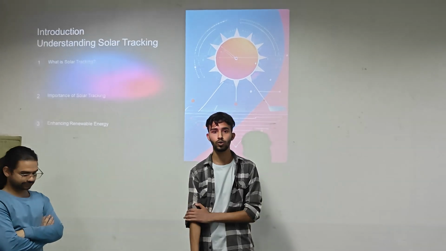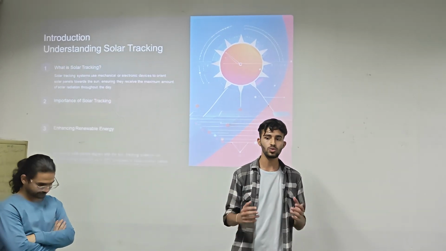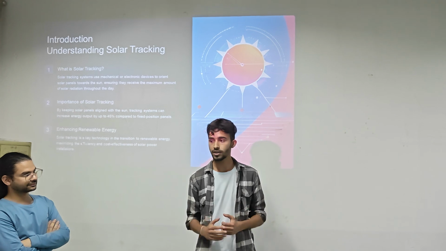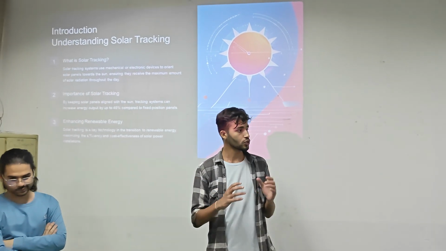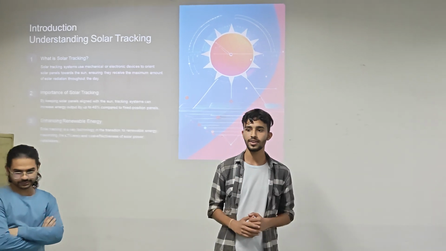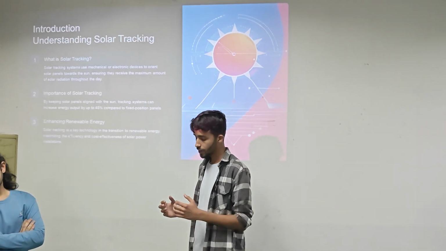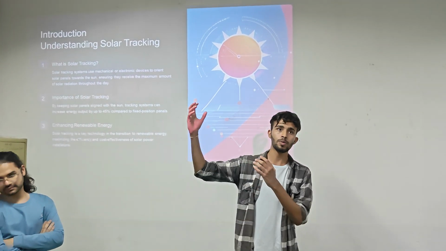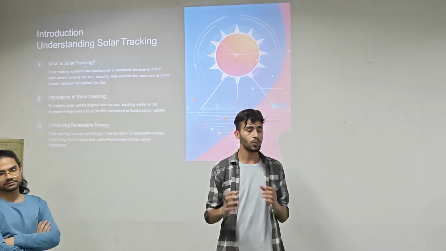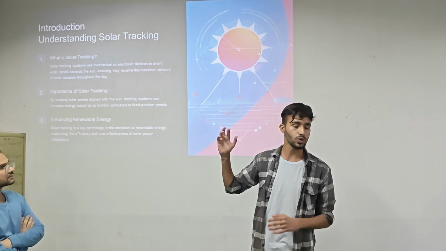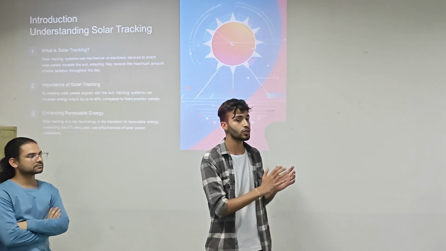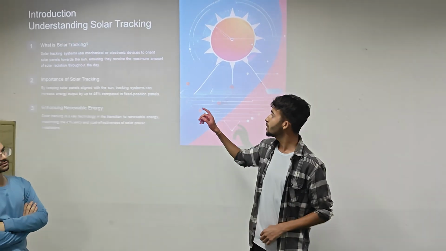As we explore the fascinating role of the solar tracking system, as solar energy increases, it uses mechanical or electronic devices that orient the solar panels, which can receive the maximum amount of solar radiation coming from the sun, and rotate according to the sun's position, by which we can increase the efficiency of the solar panels by 40 to 45% compared to fixed panels. So this is the importance of solar tracking.